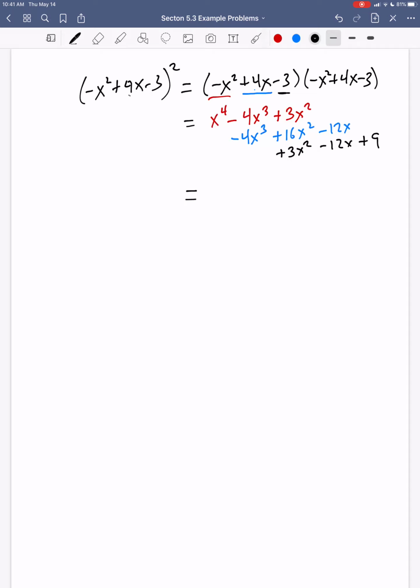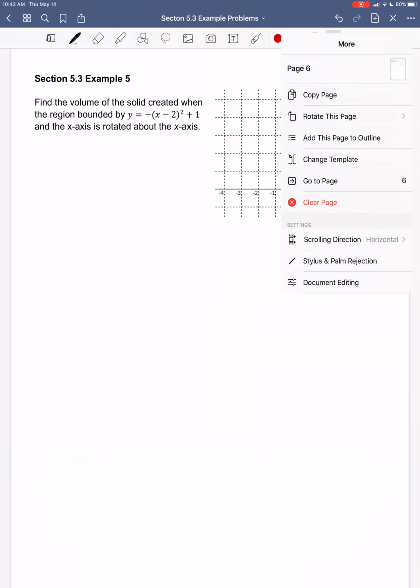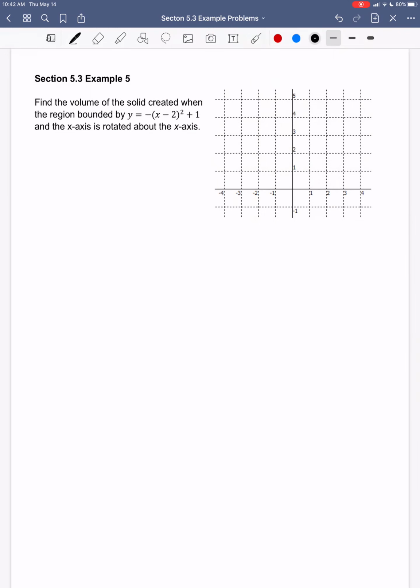And so when all the smoke clears, we get x to the 4th minus 8x to the 3rd plus 22x squared minus 24x plus 9. And I'm just going to need that result when I do this problem. So at one point I'm just going to plop that in, and that's where it's going to come from. Okay. So here's this setup, just like I talked about. We've got this same region, so I don't have to reinvent the wheel here.